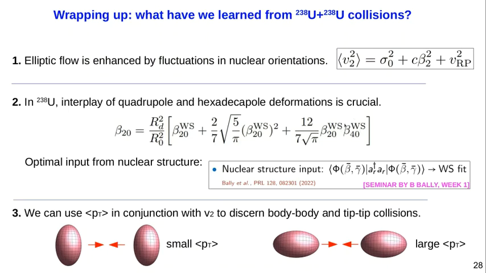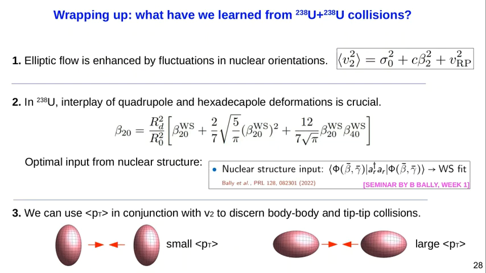This is especially important for uranium because it has a sizable beta 4, and we see this beta 4 essentially in the high energy data. Its effect is to reduce this beta 2 in the Woods-Saxon. So the optimal input infrastructure, I recall here what was said by Benjamin Bally in the first week, is you compute a one-body density consistently from the mean field solutions, and then if you want to use a Woods-Saxon, you have to fit that, and this would be fully consistent with low energy theory. And then what we have learned is that mean pT in conjunction with V2 allows you to discern body-body and tip-tip collisions, and this led to very dramatic manifestations of negative values of V2 mean pT correlations in central uranium collisions.